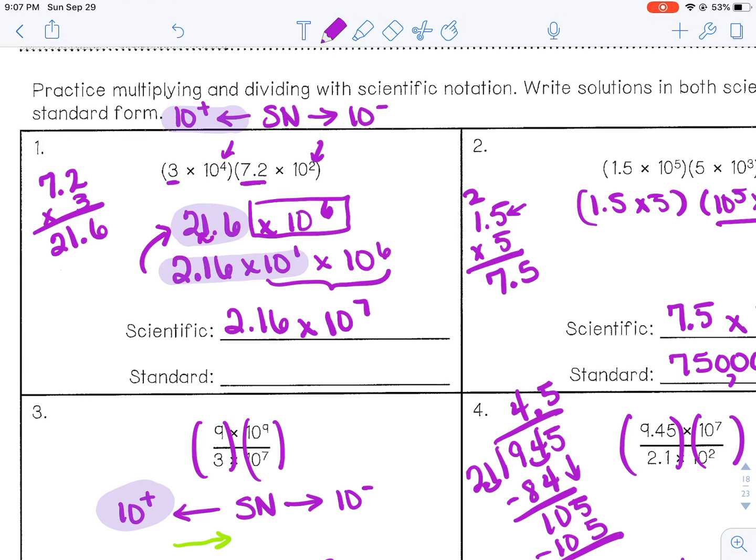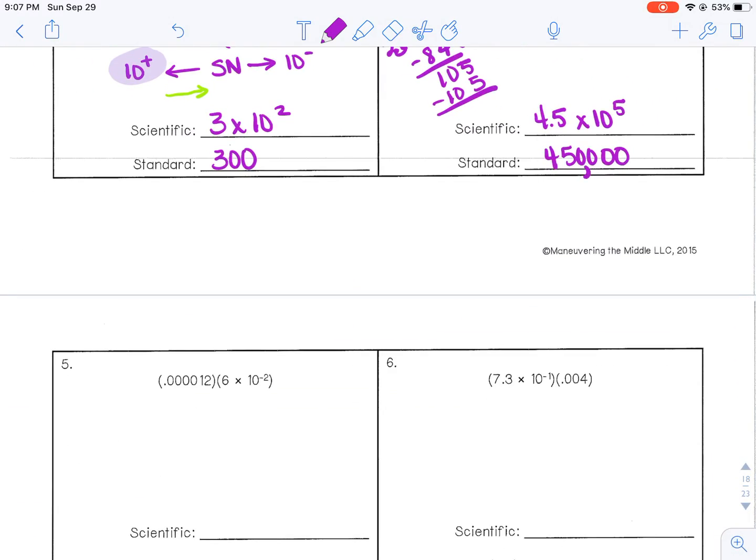Okay, in standard form, I need to move that decimal over 7 places. 1, 2, 3, 4, 5, 6, 7. Go back and put my commas in, and that's 21 million. Okay, we're going to see a few more of those. I hope that makes sense. That was a little bit tricky, and I don't like that they put that as number 1. All right, let's go to the back side, see if we can find any more of those.